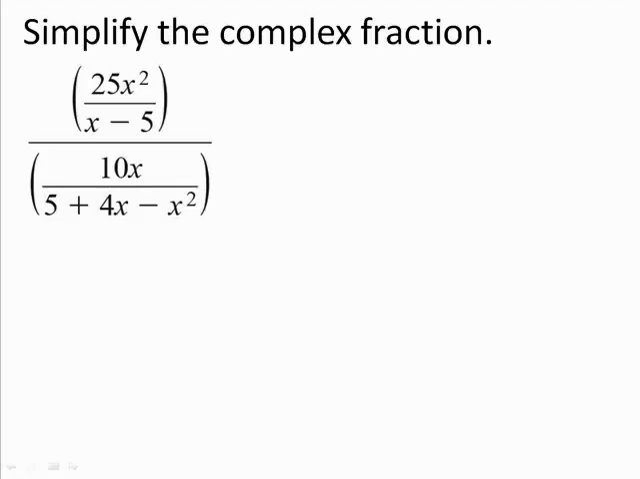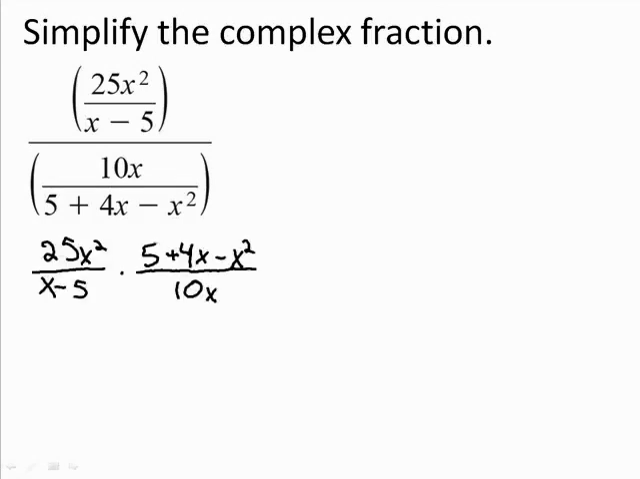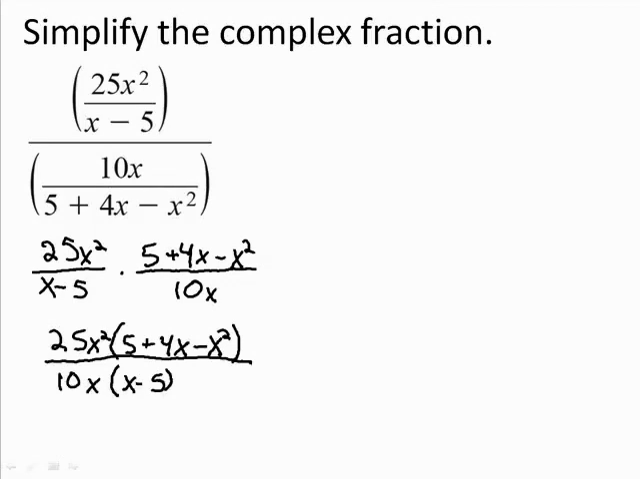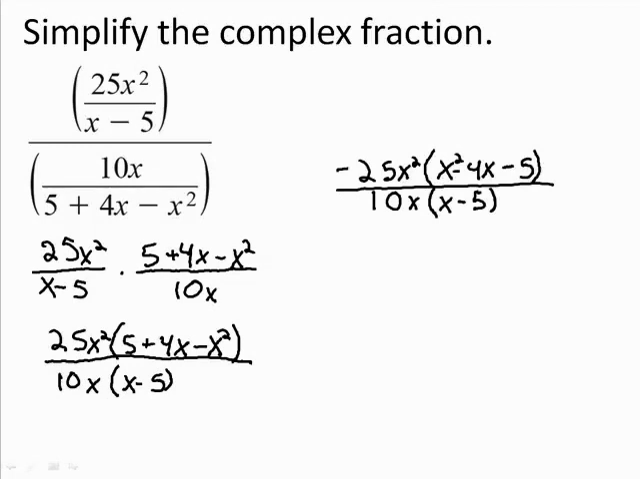Simplify the complex fraction: the quantity 25x squared divided by x minus 5 divided by the quantity 10x squared divided by 5 plus 4x minus x squared. When dividing by a fraction, invert the divisor and multiply. You can now multiply the numerators and denominators together. Factor negative 1 out of 5 plus 4x minus x squared. Write 25x squared as 5 times 5 times x. Factor x squared minus 4x minus 5 into x minus 5 and x plus 1. And write 10x as 2 times 5 times x.